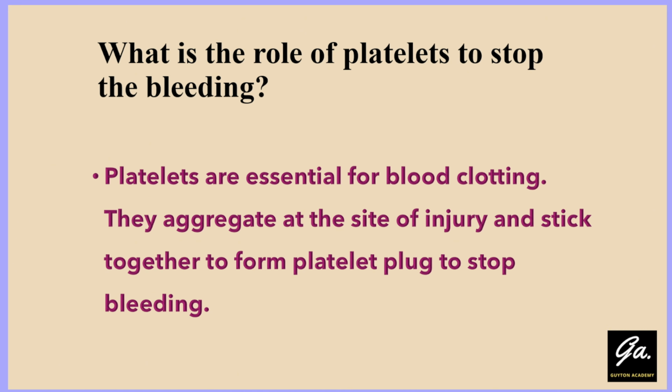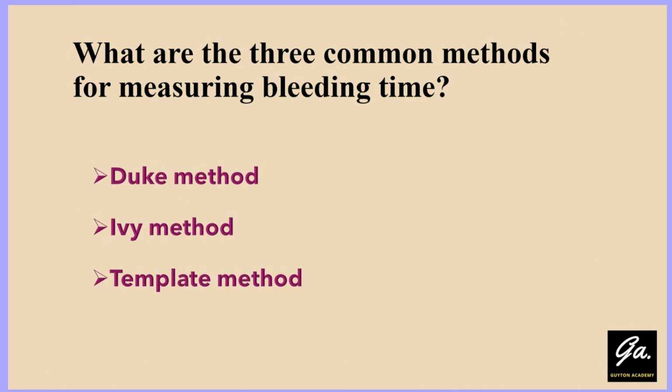What is the role of platelets in stopping bleeding? Platelets are essential for blood clotting. They aggregate at the site of injury and stick together to form the platelet plug to stop bleeding. What are three common methods for measuring bleeding time? Duke method, IVY method, and template method.